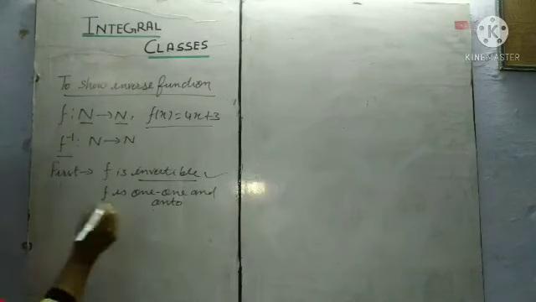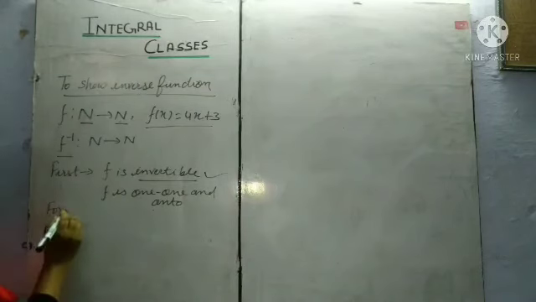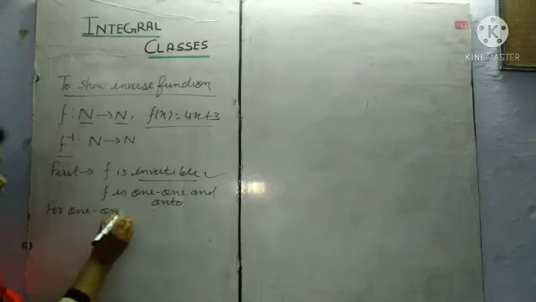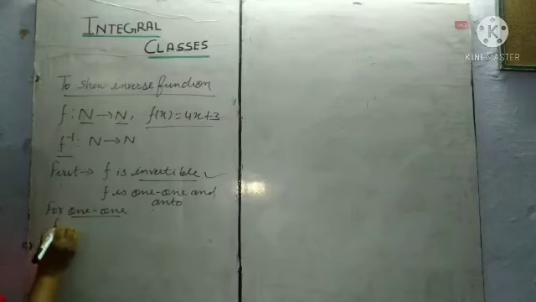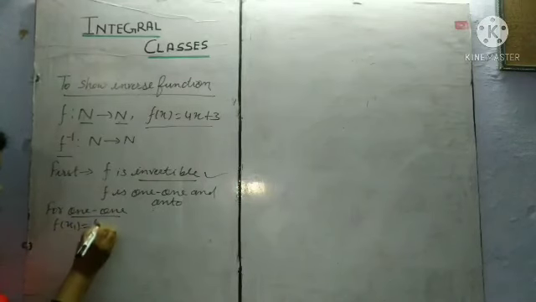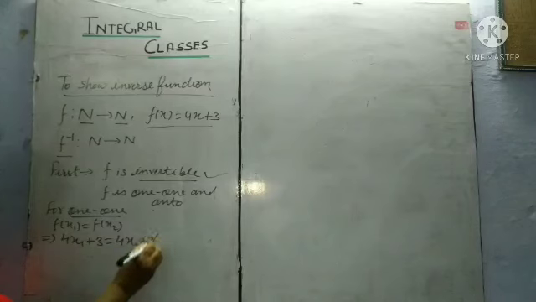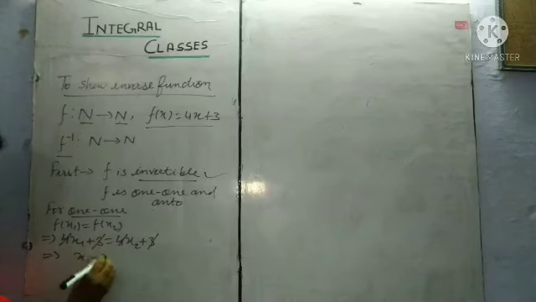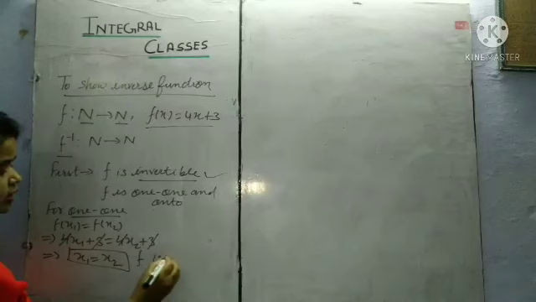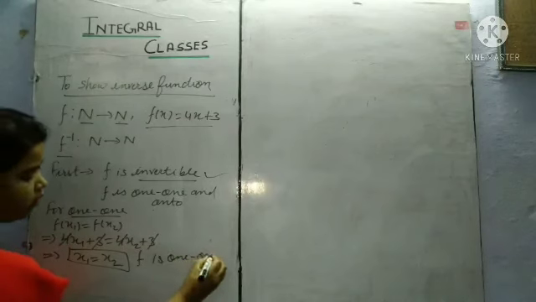So now first we will show 1-1. Now what is the condition for 1-1? As we know, f(x1) equal to f(x2) implies 4x1 plus 3 equal to 4x2 plus 3. 3 is cancelled, 4 is cancelled. So we will get x1 equal to x2. It means function is 1-1.